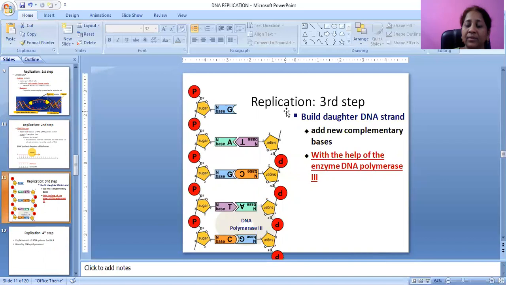Replication. Third step: building the daughter DNA strands, that is, adding new complementary bases with the help of DNA polymerase 3. Here the nitrogen base A, its complement T, then guanine, cytosine, thymine, adenine. Next, cytosine, guanine.